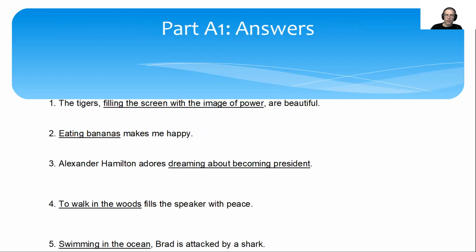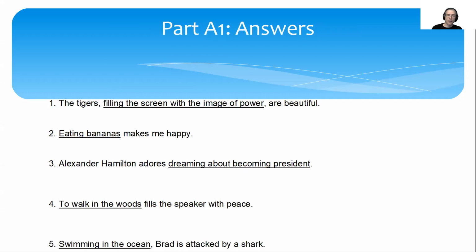What I'd like you to do is to take a look at these phrases. In each of these sentences, you have a phrase. The tigers filling the screen with images of power are beautiful. Eating bananas makes me happy. Alexander Hamilton adores dreaming about becoming president, etc. What I'd like you to do is to review those different kinds of phrases, and then tell me what each of these phrases actually is. Is it a gerund phrase, an infinitive phrase, or a participle phrase? Pause the video now, answer those 5 examples, and then we'll go over the answers together.